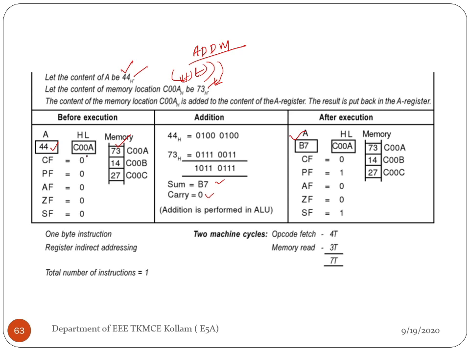Now let's see the flag status before and after execution. Initially we are assuming that all flags are zeros. Since there is no carry, the carry flag is 0. Let's see the number of ones. Here 6 ones are there. 6 is an even number, therefore even parity, therefore the parity flag will set. There is no auxiliary carry, therefore the auxiliary carry flag will reset. The answer is not 0, therefore the zero flag is 0. Let's see the sign flag. What is the MSB? MSB is 1, therefore the sign flag is 1.